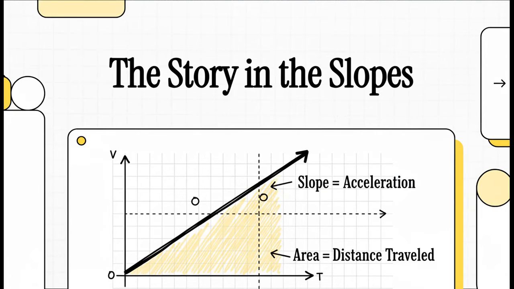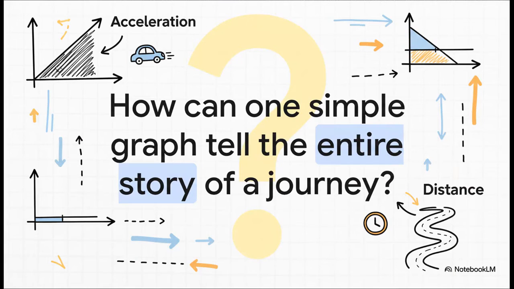Every single journey tells a story, right? Think about it. A car accelerating onto the highway, a sprinter bursting out of the blocks, even a rocket blasting off. But how do you actually tell that story visually? How can you capture every little change in speed, every shift in direction, all in one simple picture? I mean, if you try to describe all that motion with just words, it gets super complicated fast.